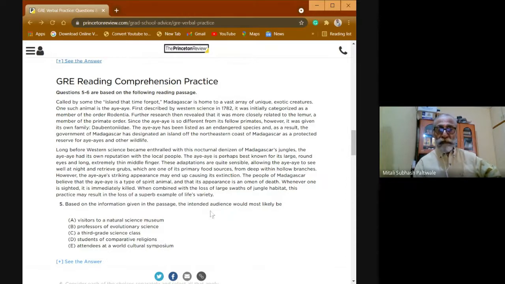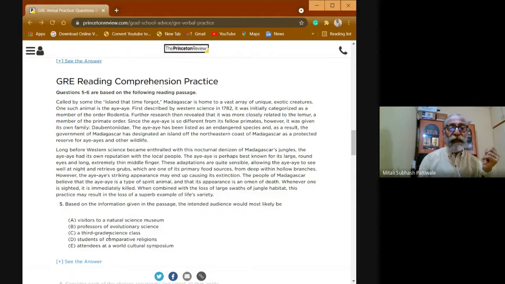Now, when you understand the passage, it's a passage that is telling us about a museum, isn't it? It means he is not reading out a passage from a book or something like that. He is writing something about a place where he has visited. So, visitor to a natural science museum is the right answer. Now, I will tell you why others cannot be the right answer.